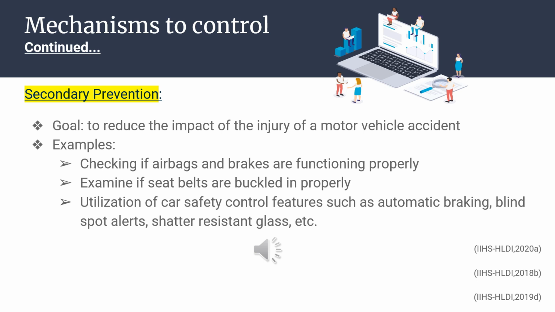Continuing our slide on mechanisms to control, our next EPI term we have is secondary prevention, and a little refresher on what that means is that it is when screening is used to identify diseases in the earliest stages, before the worst possible health outcome occurs. We can apply this level of prevention by reducing the impact of the injury of a motor vehicle accident. Some examples on how to achieve this goal are by checking your vehicle's airbags and brakes to see if they are functioning properly.